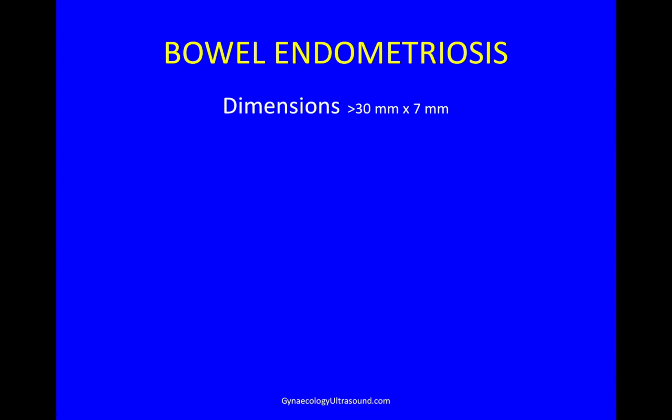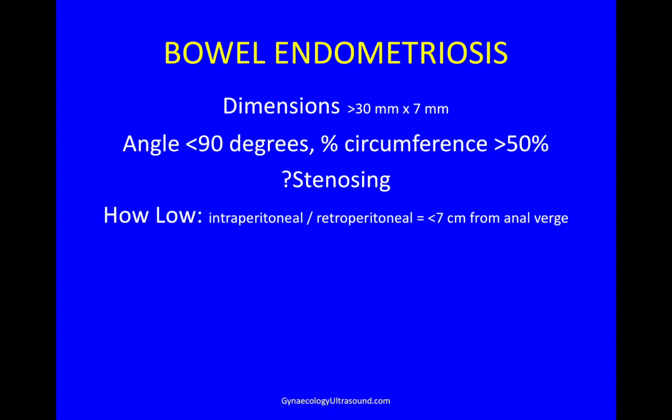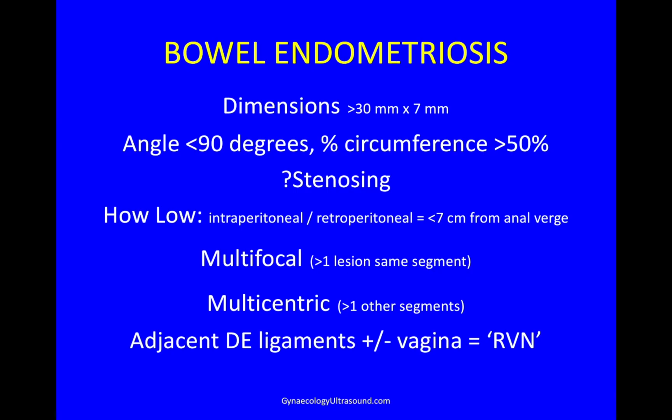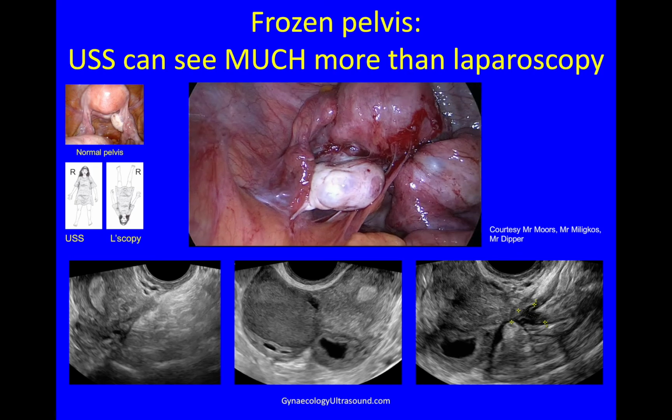So bowel endometriosis, if you can tell the surgeon about the dimensions, about the angle the bowel's making, the percentage of circumference affected, and therefore whether it might be stenosing, how low it is, if it's intra or retroperitoneal, if there are more than one lesion. This is very common either in the same segment or in a different segment, and if there's a rectovaginal nodule. So you can see that ultrasound can see so much more than at laparoscopy.